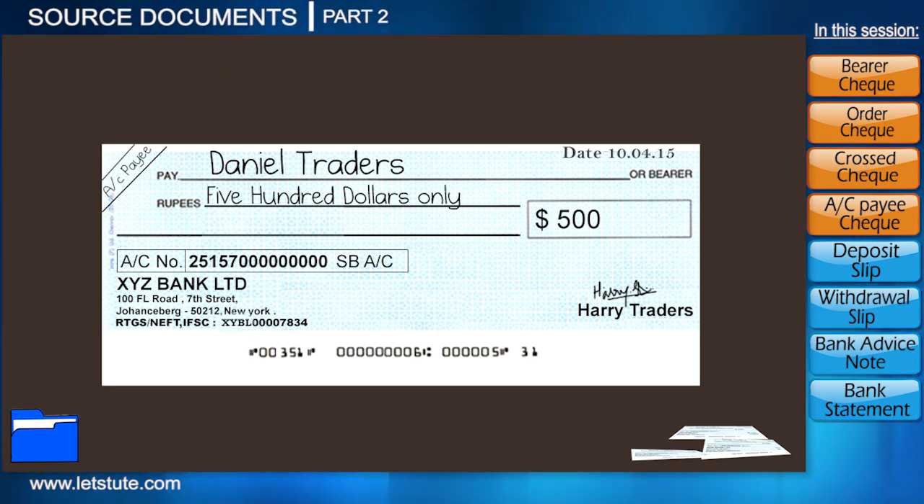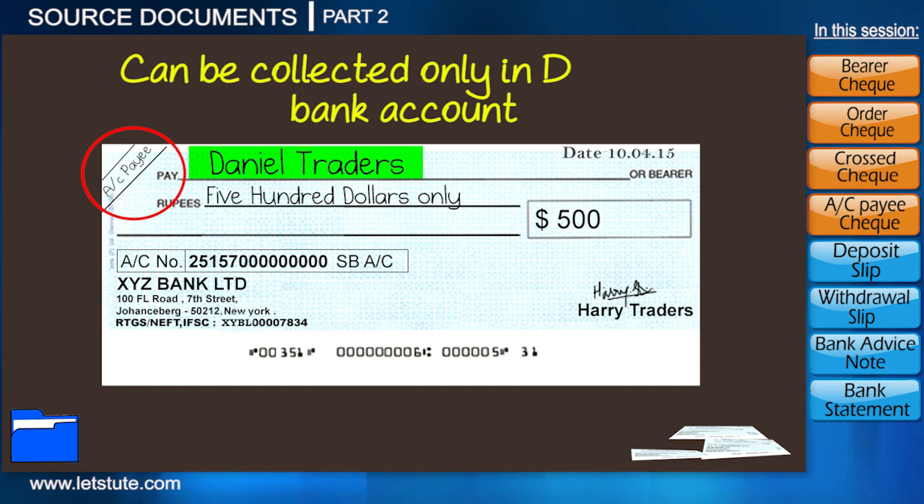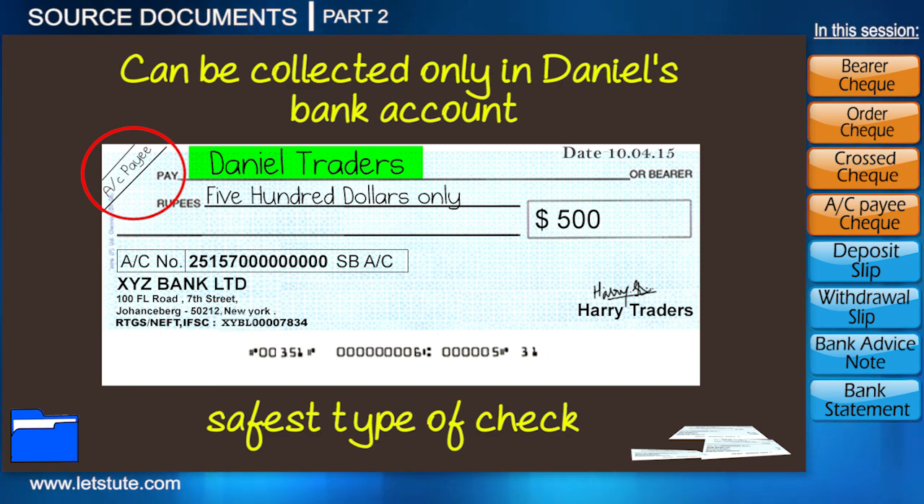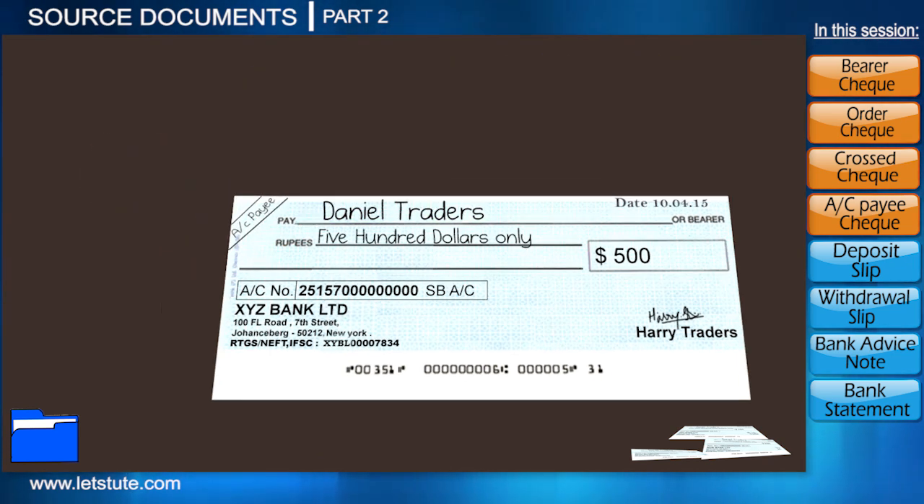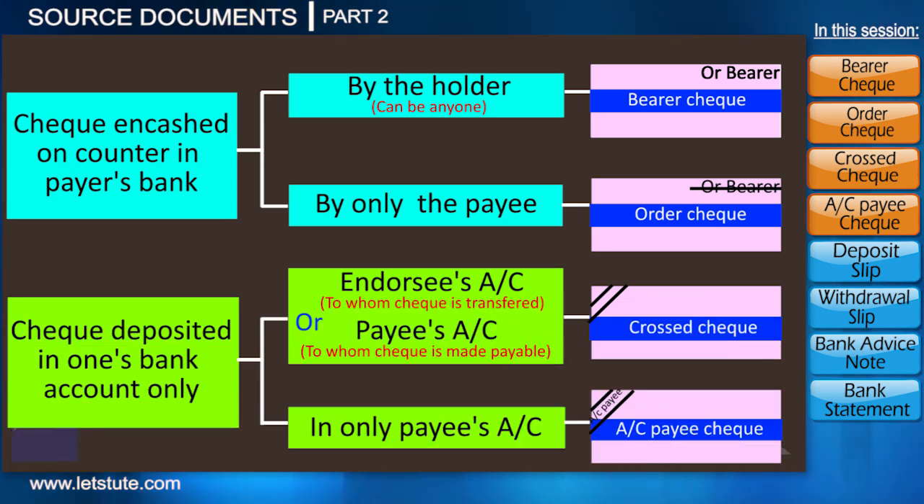This means that if the check in the above example, which is in favor of Daniel Traders, bears account payee, then the payment can be collected only in Daniel's bank account. The paying bank makes sure that the amount is being credited to the account of the payee only. It is one of the safest checks and can also be couriered or posted without any problems. So now we've seen the differences between all these common types of checks.